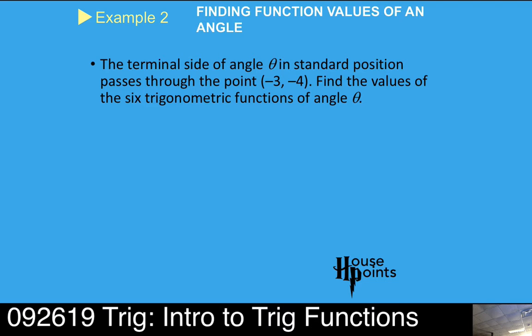-3, -4. So a line passes through? Yeah. A terminal side of an angle in standard position, meaning that it goes through the origin. But is that actually the point -3, -4? Oh. Here you go. I'm just going to redo the whole thing. All right. No problem.